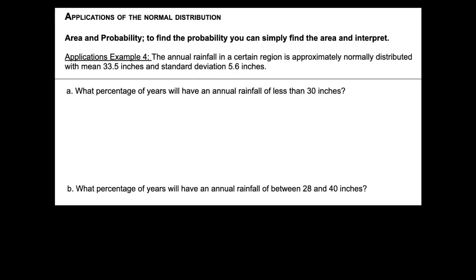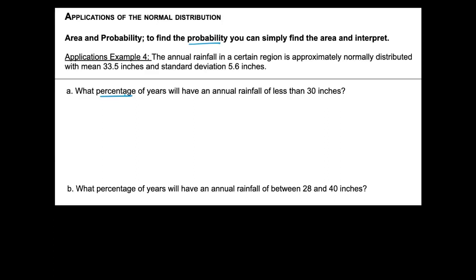We're still going to find areas with these kinds of problems, but oftentimes we're asked to find the probability of something or a percentage, and that's really synonymous with finding the area under the curve. If you have an area underneath the curve, that is the same as the probability of a value being in that area. It's also the same as the percentage of values that are in that area.